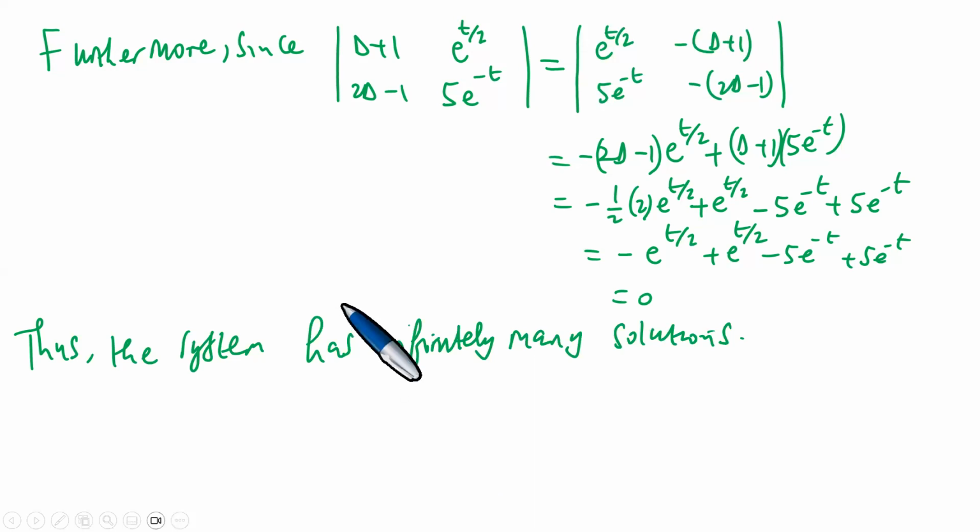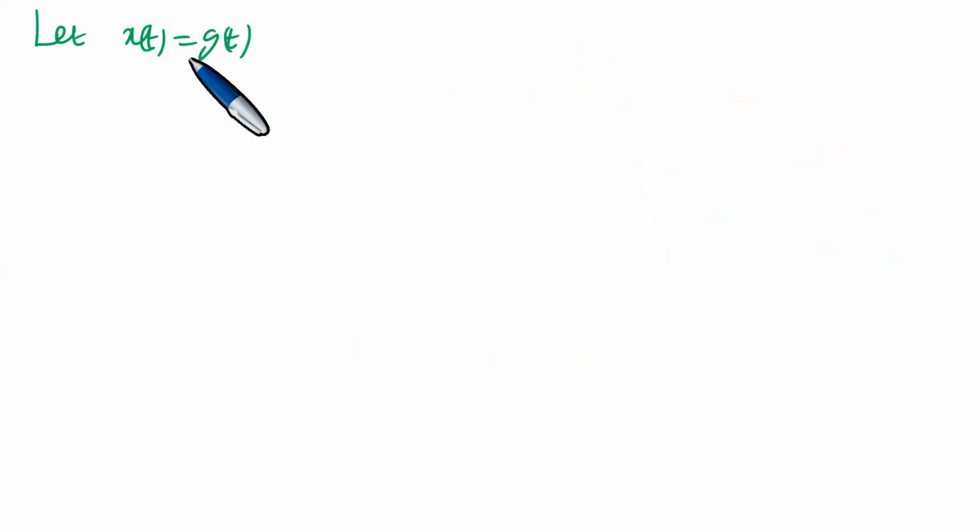Because this system has infinitely many solutions, so what do we do? We let x, sort of the first variable, because you have x and y.